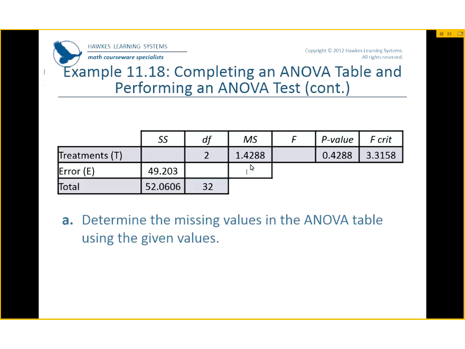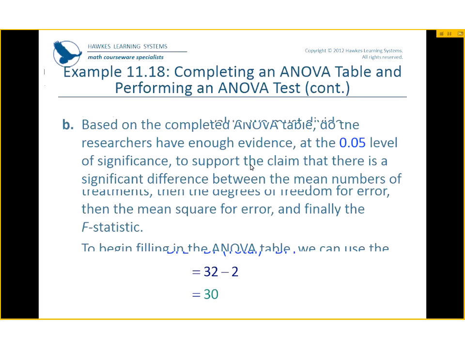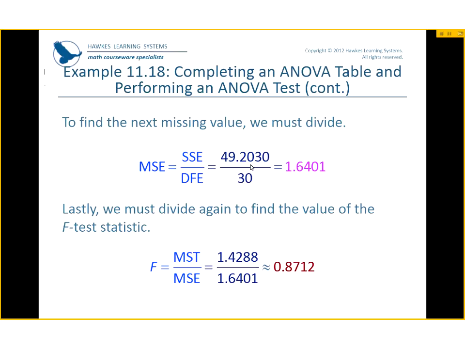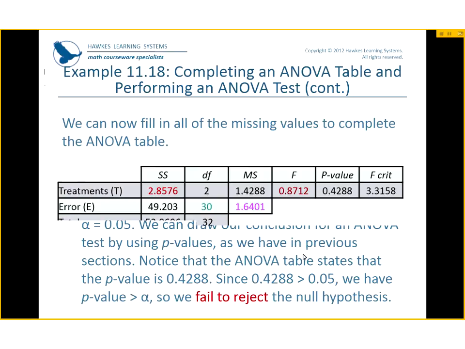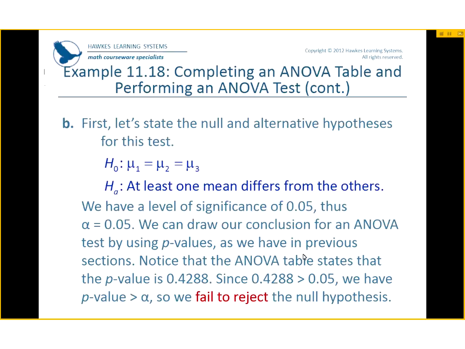Okay? So for the mean square for the errors, you take 49.203, which is your sum of squared errors, divided by your degrees of freedom errors, which we figured out was 30. And for that, you get 1.6401. Okay, so let's keep going. Now, to get the final F value in the table, we do 1.4288 divided by 1.6401. You see up there in pink, that's where we solve that, and you get 0.8712.